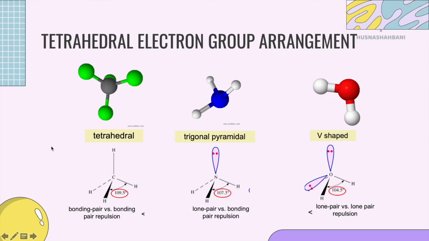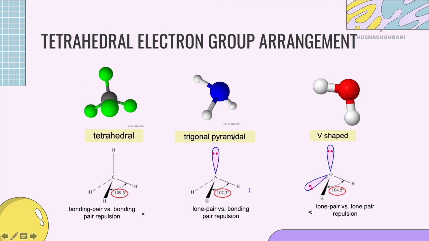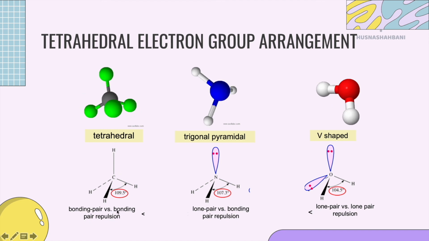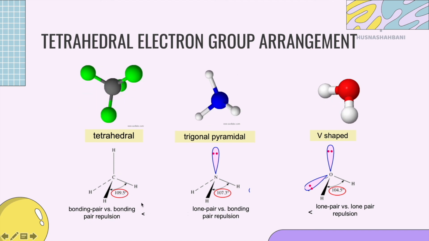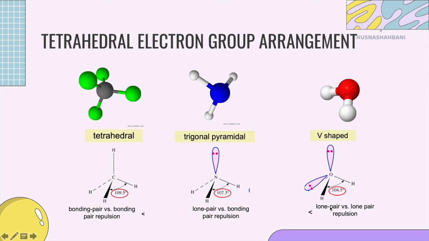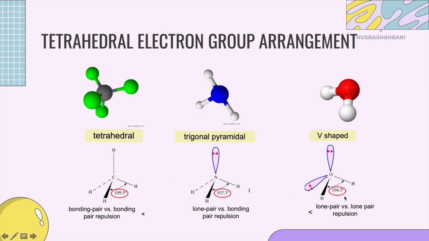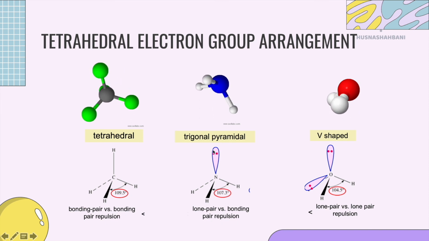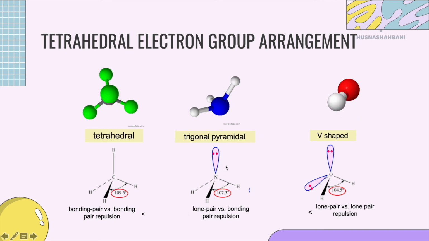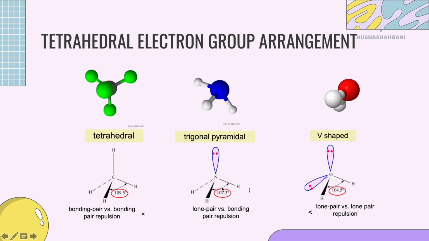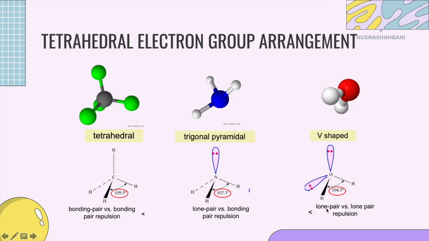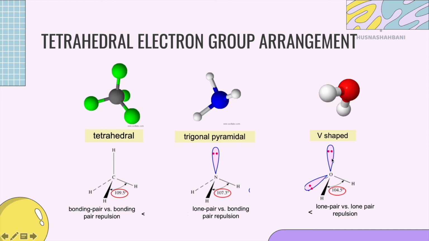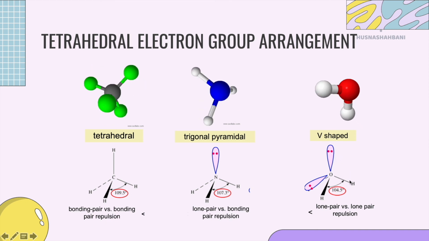This is a 3D structure of tetrahedral, trigonal pyramidal, and the V-shape. This explains why the angle between these two bonding pairs is less than 109.5 degrees. For trigonal pyramidal, the lone pair bonding pair repulsion is stronger than bonding pair bonding pair. And for V shape, the lone pair lone pair repulsion is stronger than lone pair bonding pair, and lone pair bonding pair is stronger than bonding pair bonding pair.